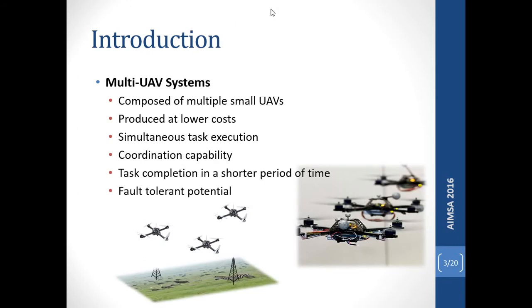As you probably all know, recent advances in aeronautic, electronic and communication technologies have enabled the usage of unmanned aerial vehicles or UAVs in different application areas. Traditional or single UAV systems, which have been used in practice for decades, are composed of large, expensive, and powerful UAVs. On the other hand, multi-UAV systems consist of a group of small, low-cost, and mostly autonomous UAVs working together, especially in collaboration with each other.